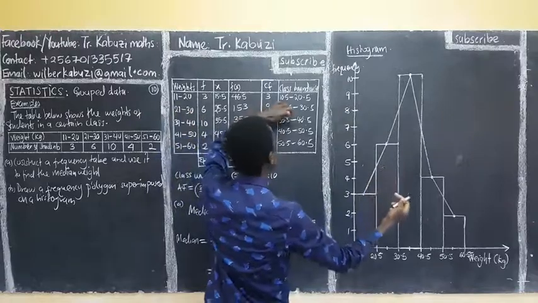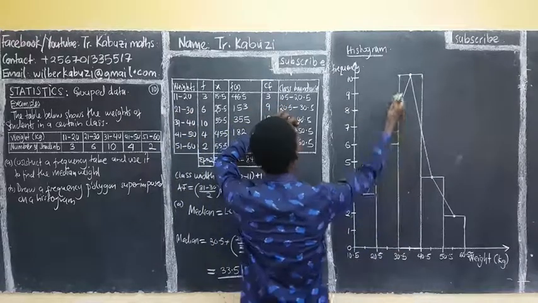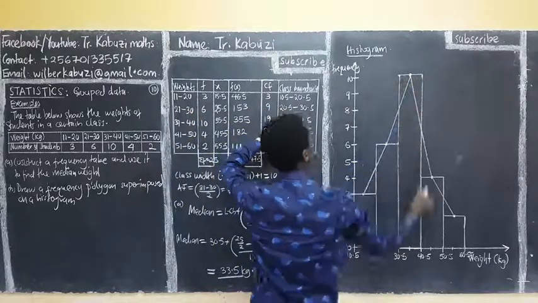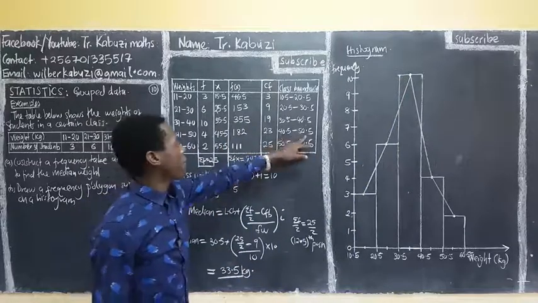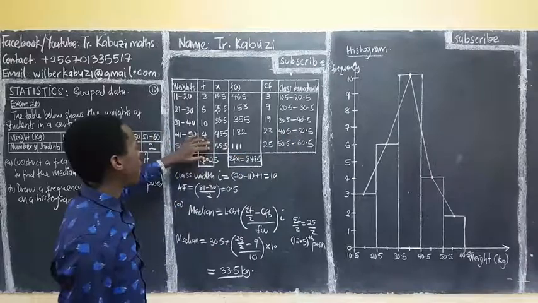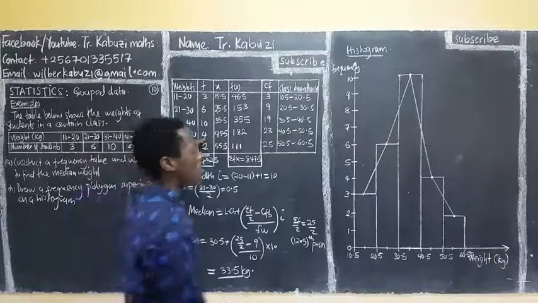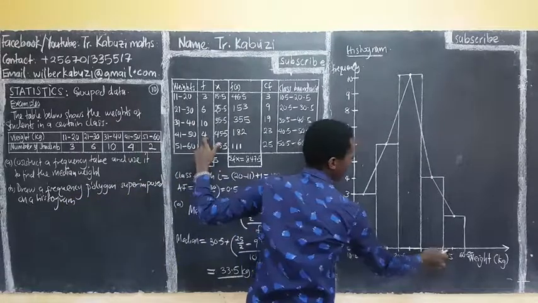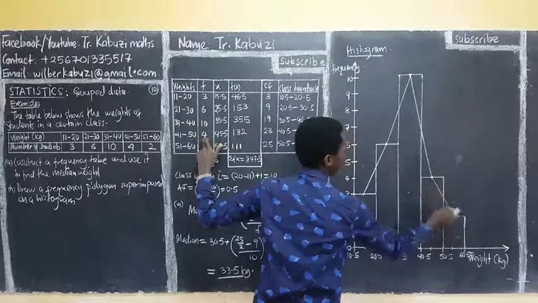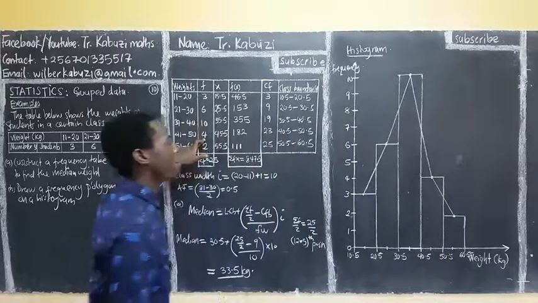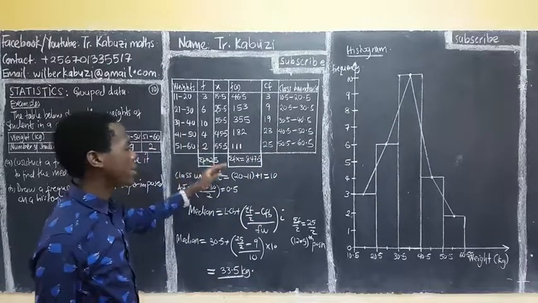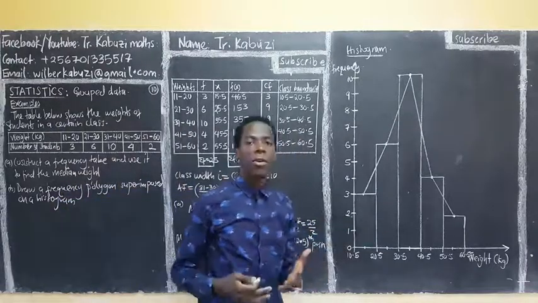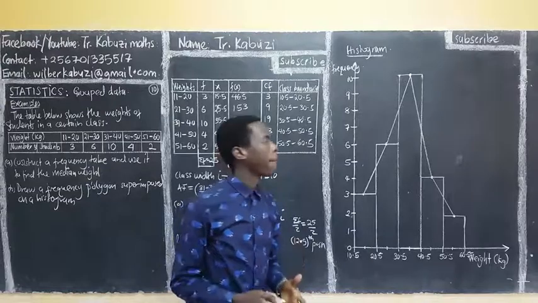Then from 30 to 40.5, the frequency is 10. Then from 40.5 to 50.5, the frequency is 4. Then from 50.5 to 60.5, our frequency is 2. We are doing all this on graph paper.